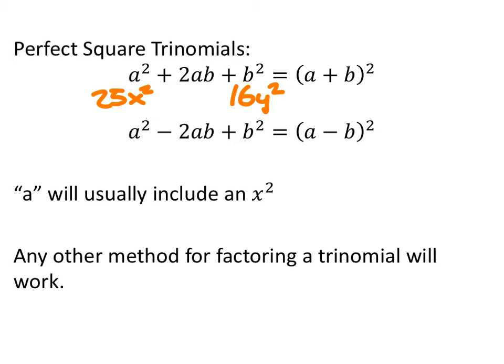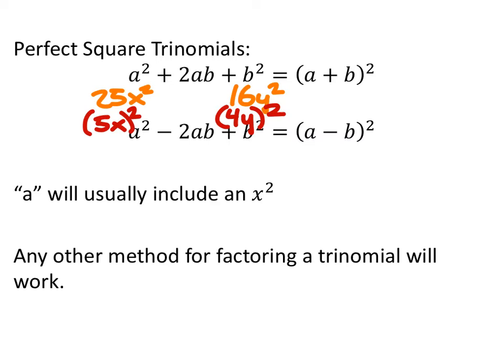If this is the case, just looking at these two terms, we should have an a value and a b value. A would be the square root of 25, which is 5, and the square root of x squared, which is x. So the a value is 5x. Now for the 16y squared, you can square root 16 to get 4, and y squared gives y, so the b value is 4y.